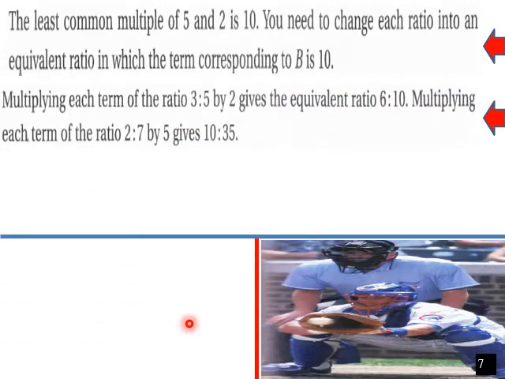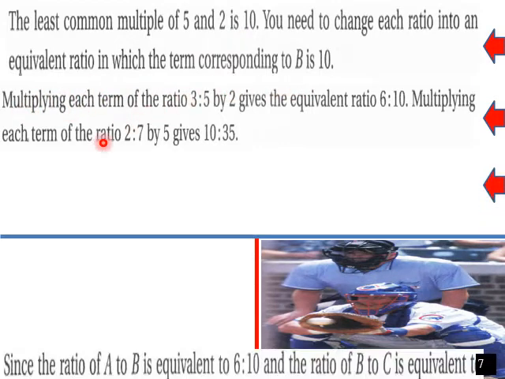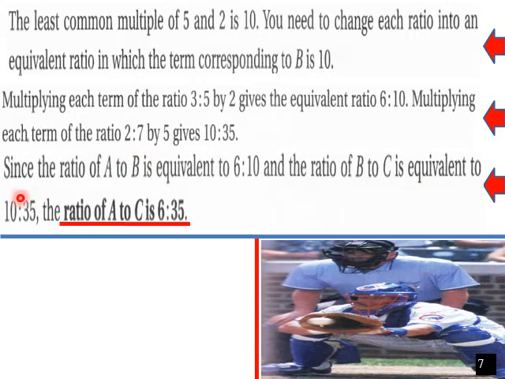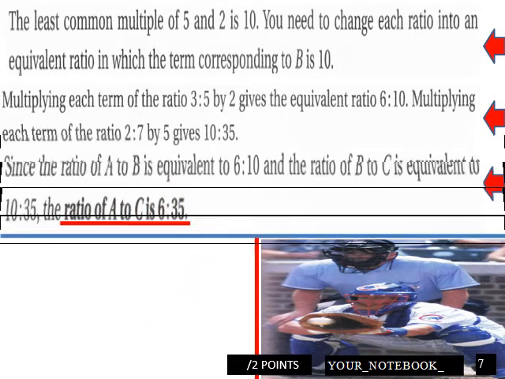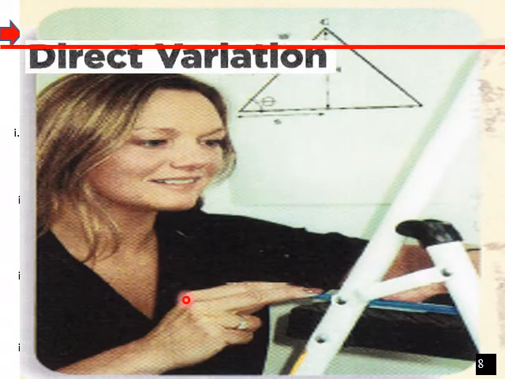Right now we're going to go onward. The least common multiple of 5 and 2 is 10. You need to change each ratio into an equivalent ratio in which the term corresponding to B is 10. So the ratio of A to B is equivalent to 6 to 10, and the ratio of B to C is equivalent to 10 to 35. The ratio of A to C is then 6 to 35. That is in simplest terms, so that is the final result.